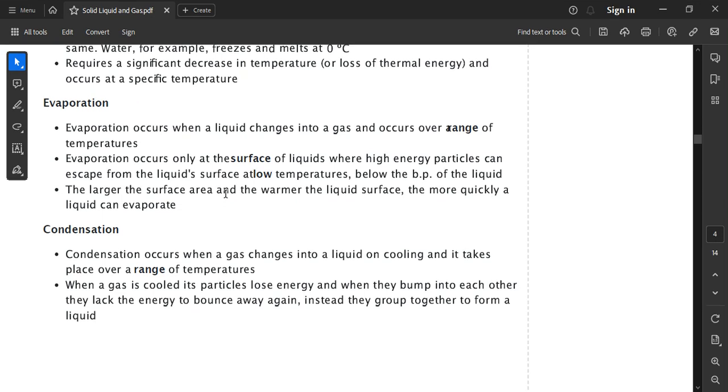Moving on to condensation. It occurs when a gas changes into a liquid on cooling, and it takes place over a range of temperatures. When a gas is cooled, its particles lose energy, and when they bump into each other, they lack the energy to bounce away again. Instead, they group together to form a liquid.